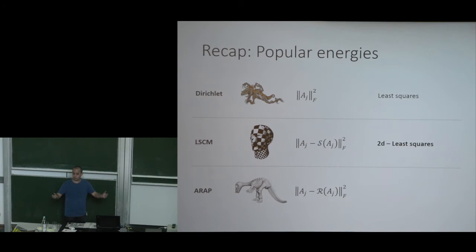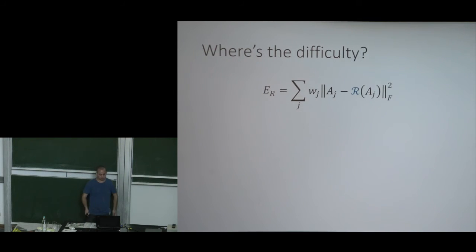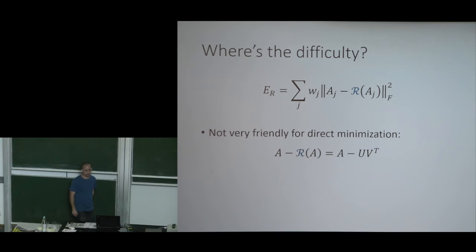Great. Now, what happens for the LSCM energy in higher dimensions, or for the ARAP energy, which suffers the same problem? We cannot compute that in closed form, and we'll need some sort of an iterative approximation. So let's understand for a second where exactly the difficulty is. The difficulty is that this thing is not very friendly for direct minimization. The problem lies in the fact that when you look at the difference between A and its closest rotation matrix, you look at the difference between A and these U and V of the singular value decomposition of A, which are computed using the SVD and are therefore non-linear, non-convex. You all know that SVD is not something that takes any closed form.